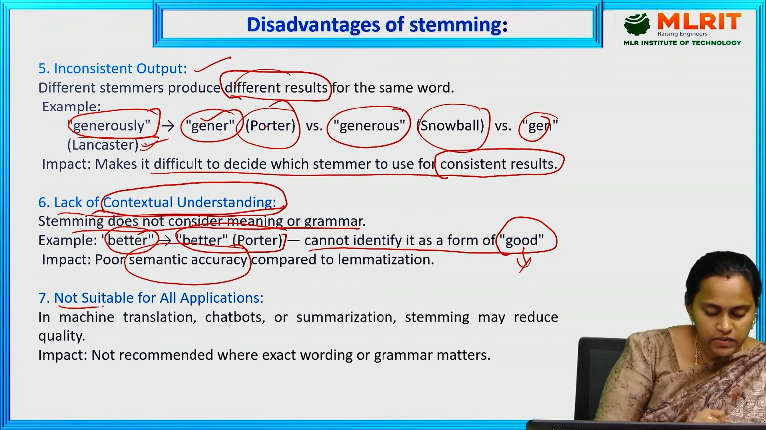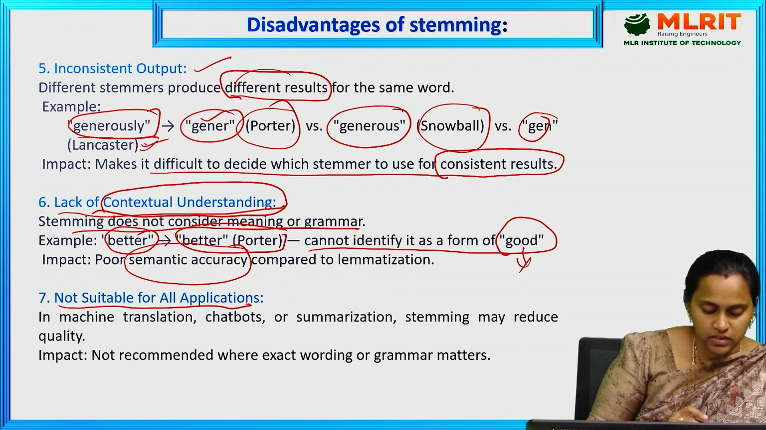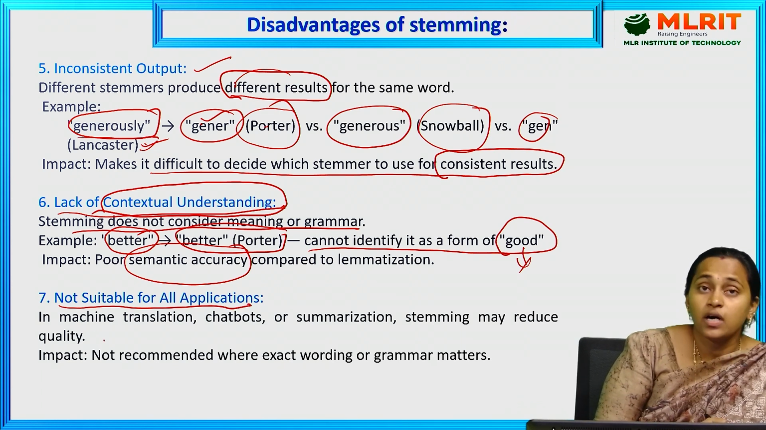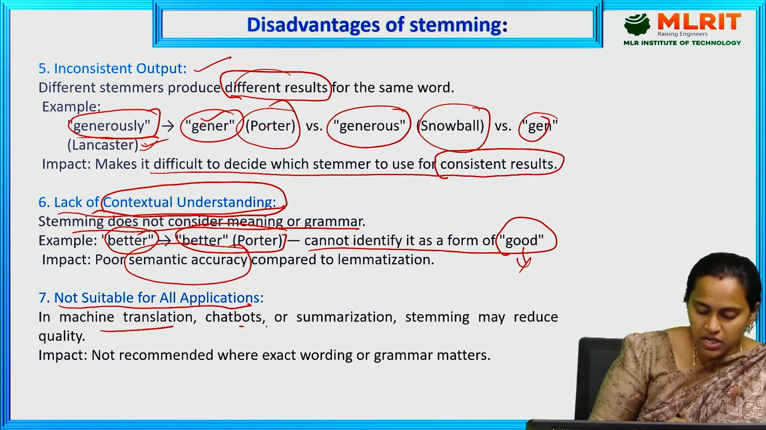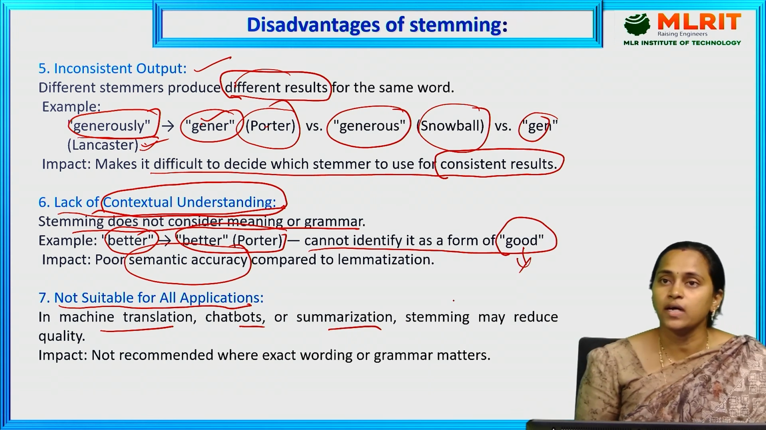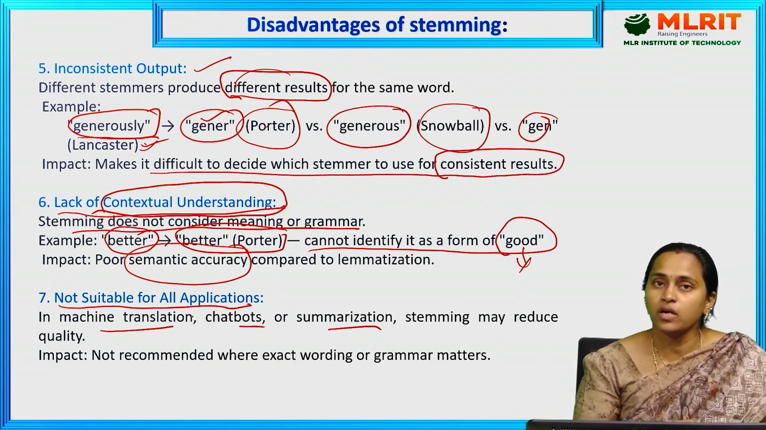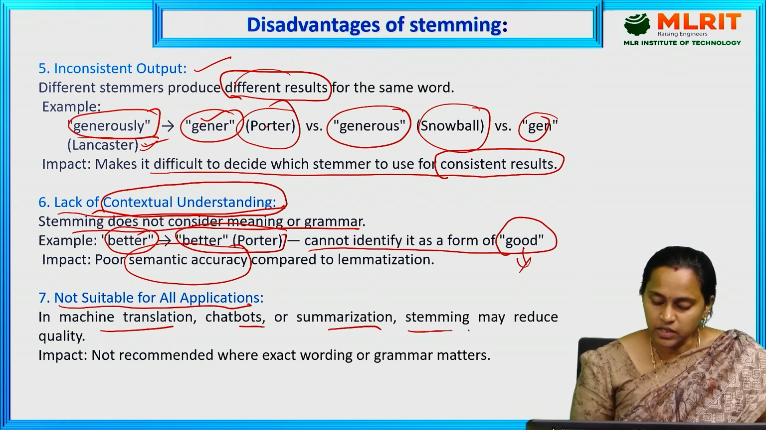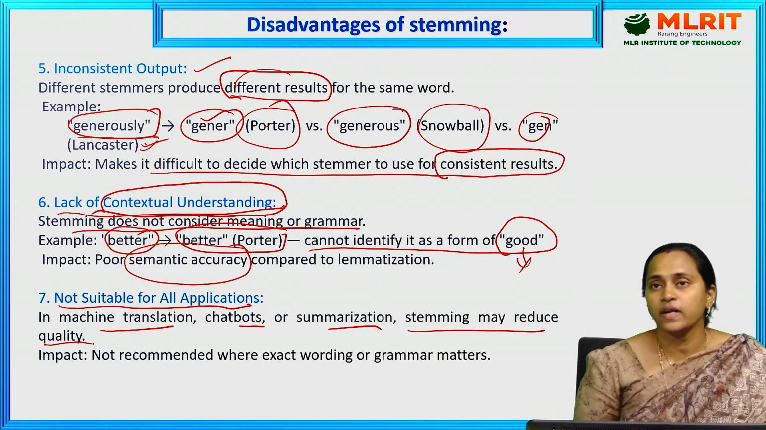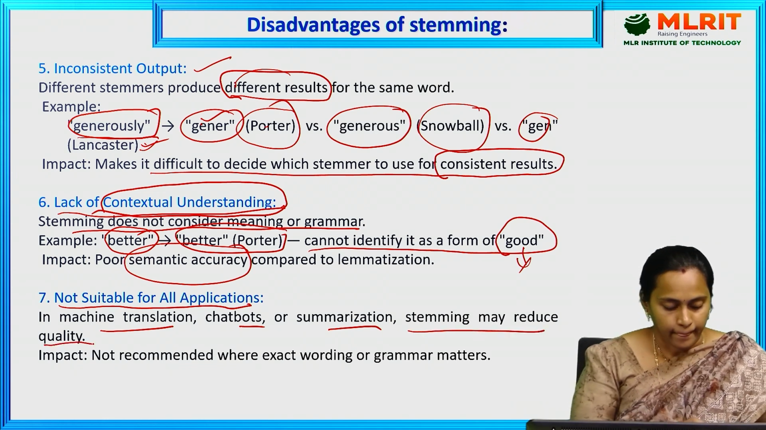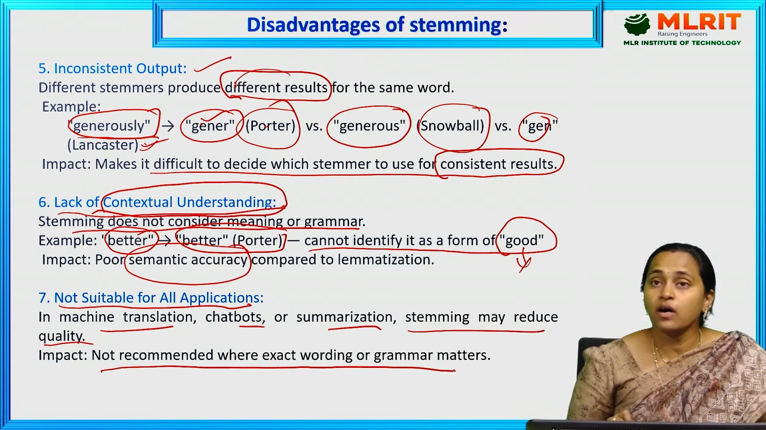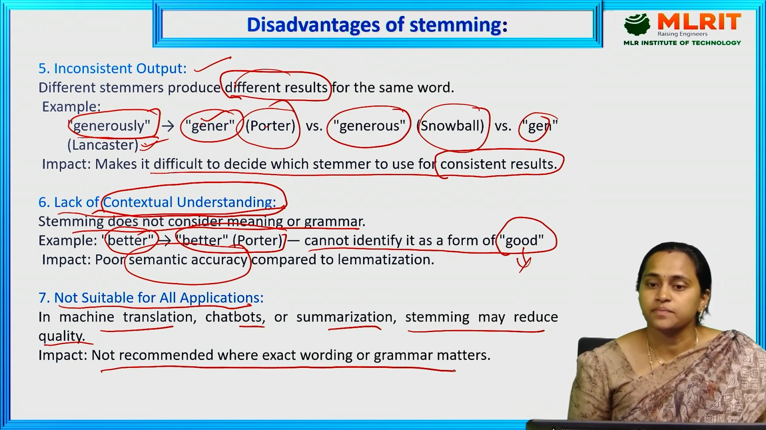Next one, not suitable for all applications. Stemming is not applicable for some machine translation, chatbot, and summarization because we will not get the exact answer. That is the reason it will not support all applications. We will not get the accuracy of the word. It is not recommended for exact words or grammar matters.